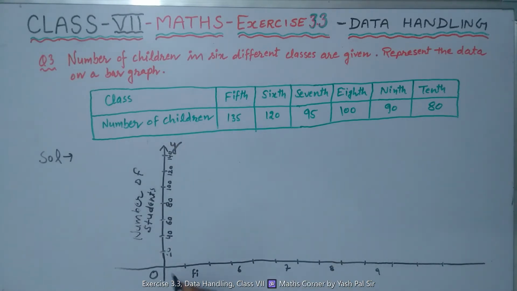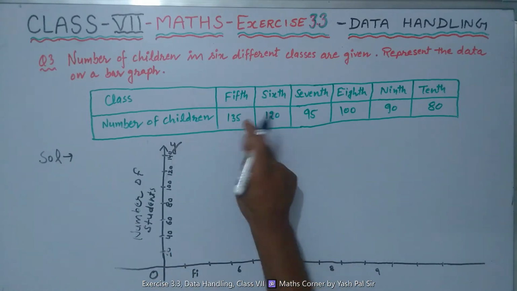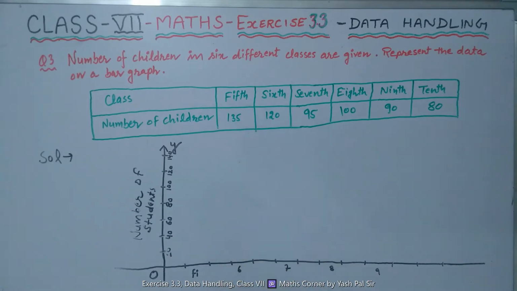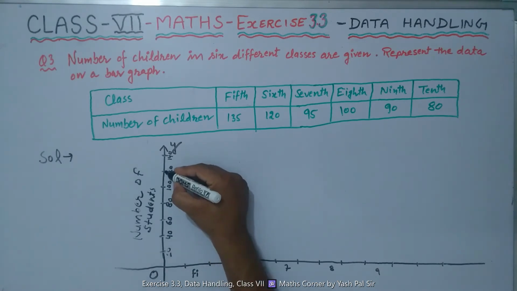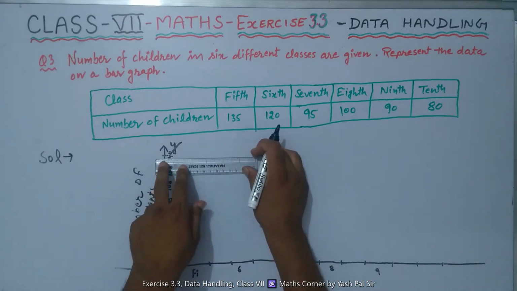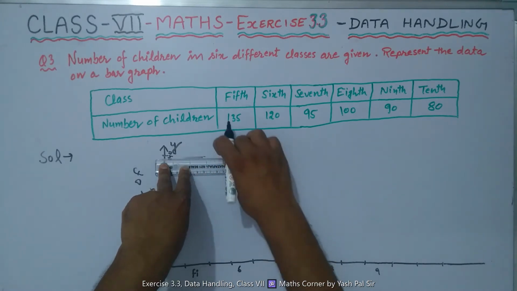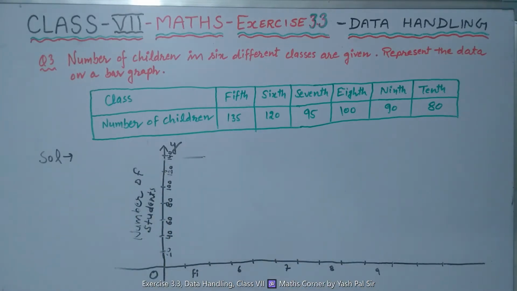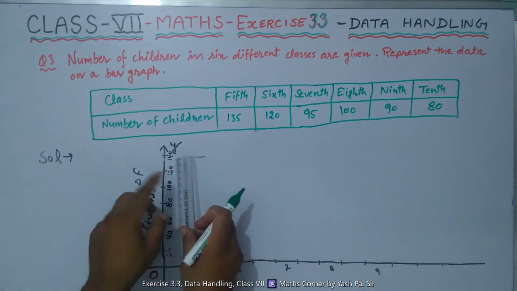So first of all, in 5th class, how many students are there? 135 students are there. So where is 135? This comes below 140, above 120. So approximately here we have this line. What we do now is draw a perpendicular line here.